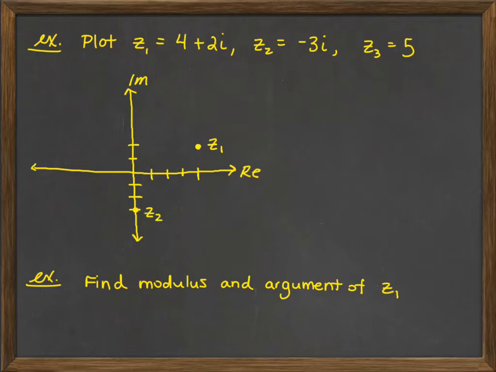z2. For z3 equals 5, well, there is no imaginary part, so I'm going to go over 5 on the real axis, and I'm just going to stay there because I don't go up or down. There's no imaginary part, so this would be z3.